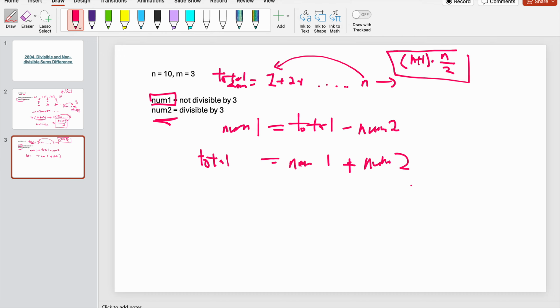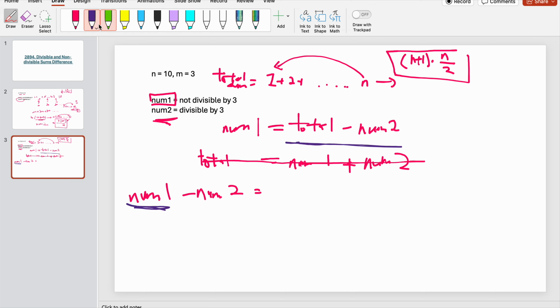But in another way, I think I don't have to show you this one. So our goal is to find num1 minus num2, right? So if we ignore this step, if we want to do num1 minus num2, and we know that num1 is equal to total minus num2, we can substitute this for this. So in this case, if we want to minus num2 on the left side, we can also do another minus num2 on the right side.